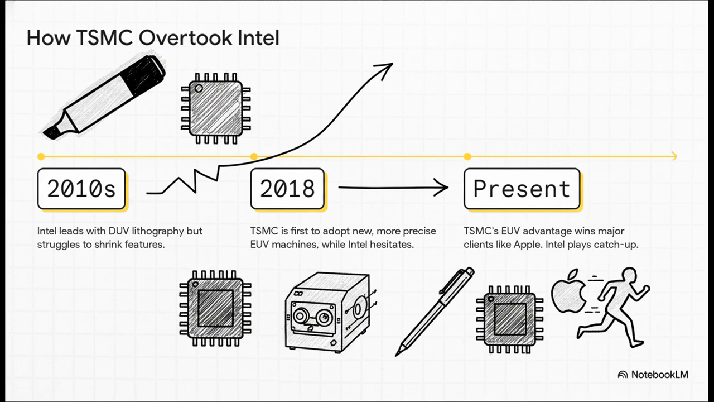TSMC saw the future and made a massive risky bet on EUV. Intel waited, they hesitated, and in that moment of hesitation, TSMC just blew past them. Intel's been playing catch-up ever since.